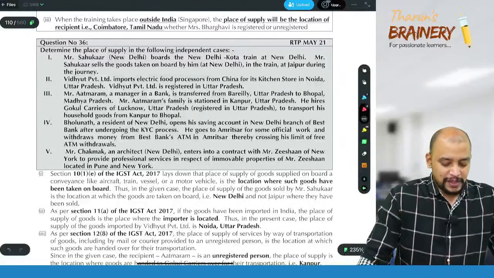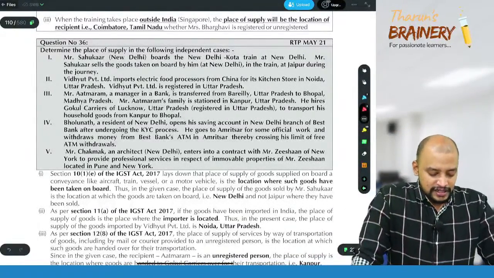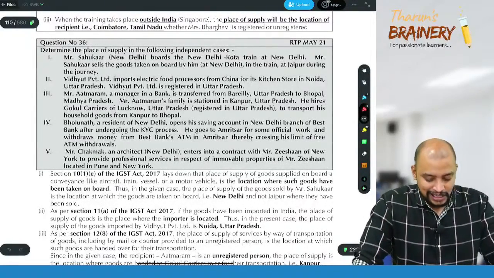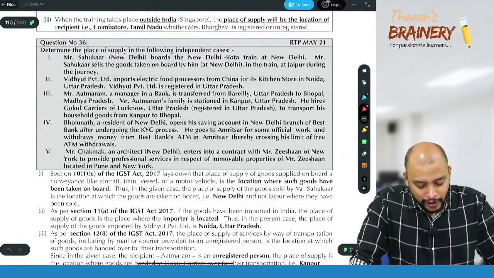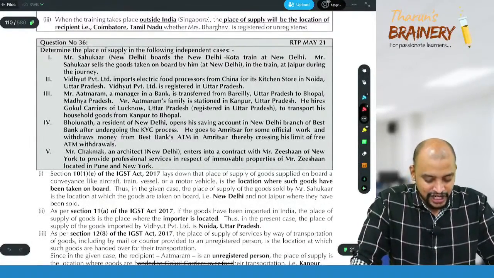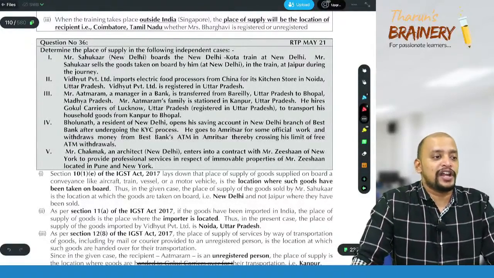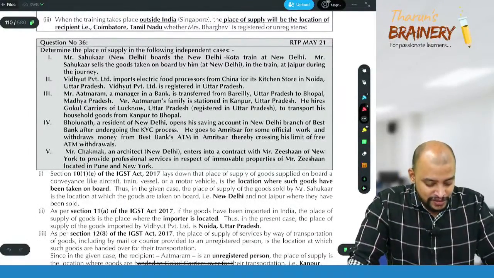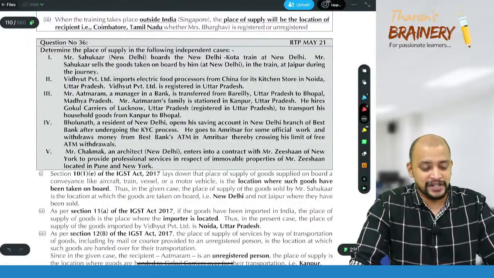Determine the place of supply in the following independent cases. Mr. Saukar, New Delhi, boards the New Delhi Kota train at New Delhi. Mr. Saukar sells the goods taken on board by him in the train at Jaipur during the journey. So supply of goods on board a conveyance. What will be taken as a place of supply? Location where the goods are boarded. So it is the place at which goods are boarded. New Delhi. That will be taken as a place of supply.